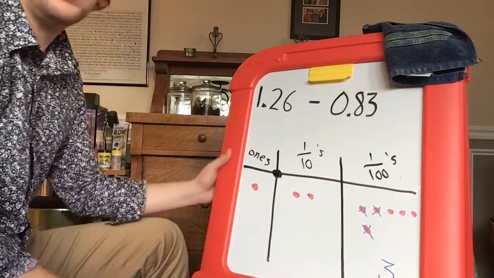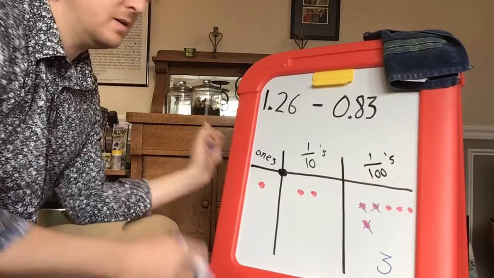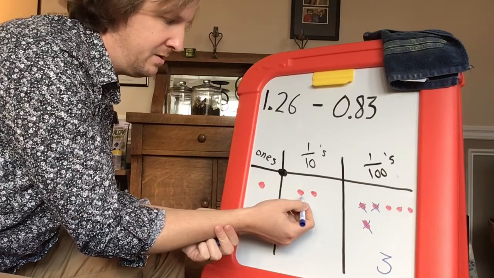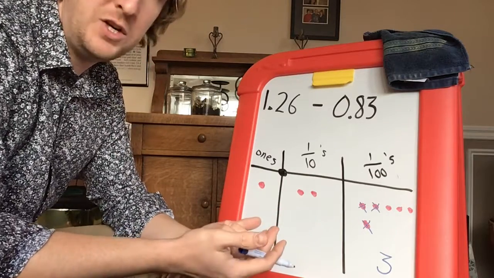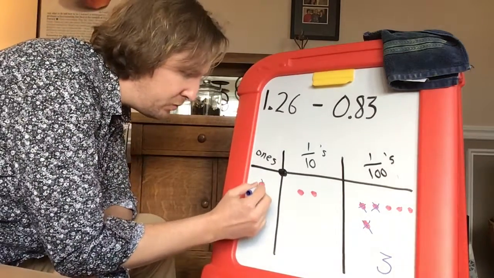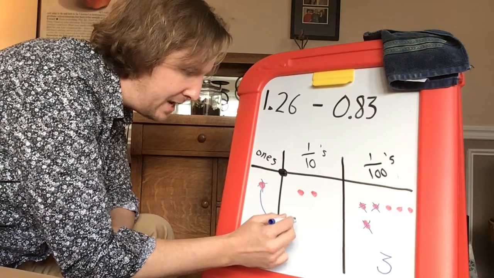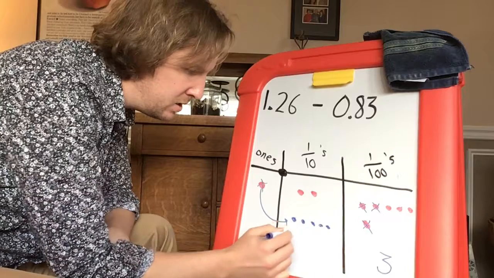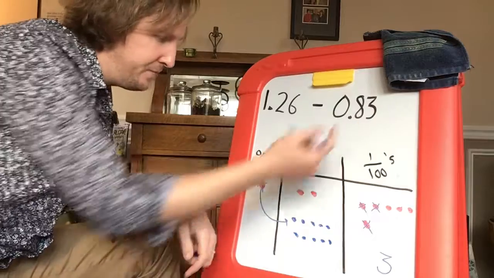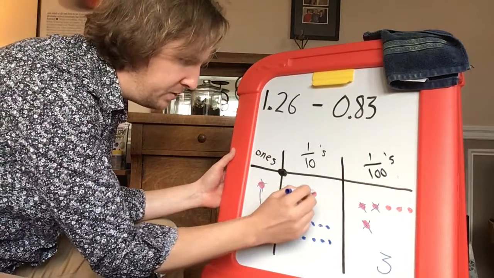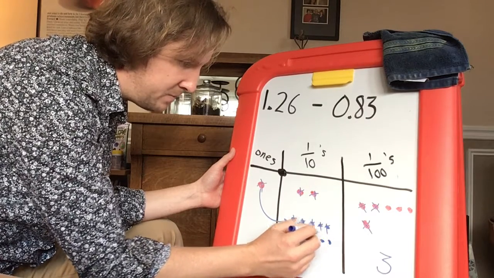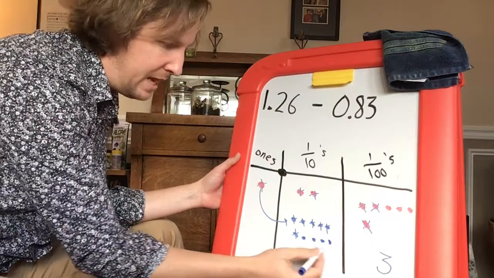All right, then we have to remove 8 tenths. We don't have 8 tenths. No chance. We've only got 2. What do? Unbundle. Unbundle this 1 to make 10 new ones. Oh, that's great. Now I can cross off 8. I got more than enough. 1, 2, 3, 4, 5, 6, 7, 8. How many left? 4.